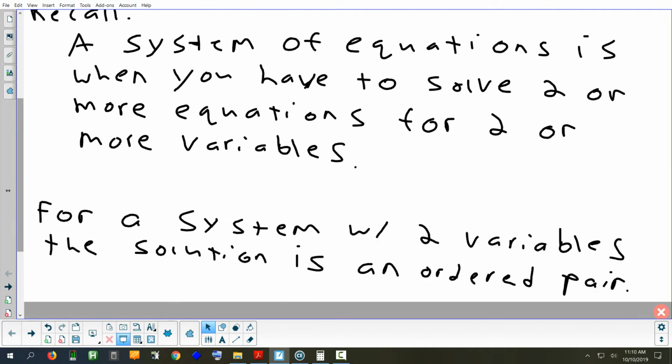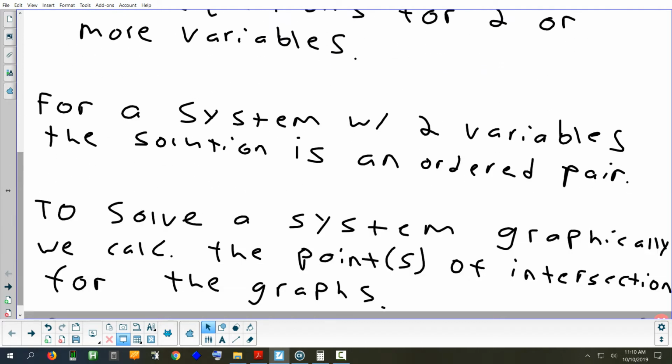So if we're solving a system with 2 variables as the answer, you have to give me an x and a y value, and you can write it as an ordered pair. You could also write the answers separate, like x equals 4, y equals 5. Or just write it as a 4, 5 in parentheses. Either way. So remember, what we're looking for is points of intersection.